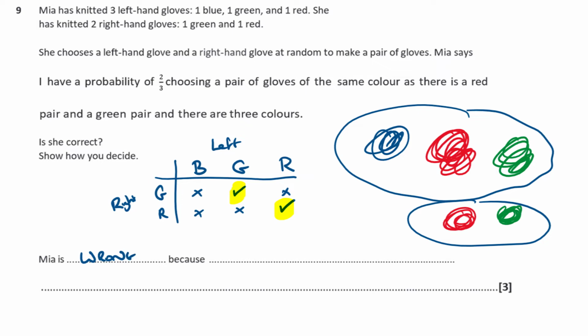And why is she wrong? Because the probability of getting a pair is going to be 2 out of 6, which is 1/3, and not 2/3. Okay, so again, my reasoning here doesn't have to be words, it can be maths. And actually in this case, as a maths paper, maths is a pretty good thing to be writing down.